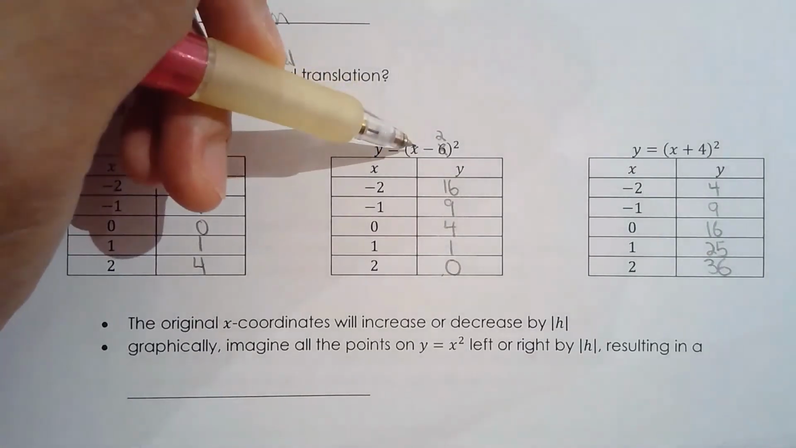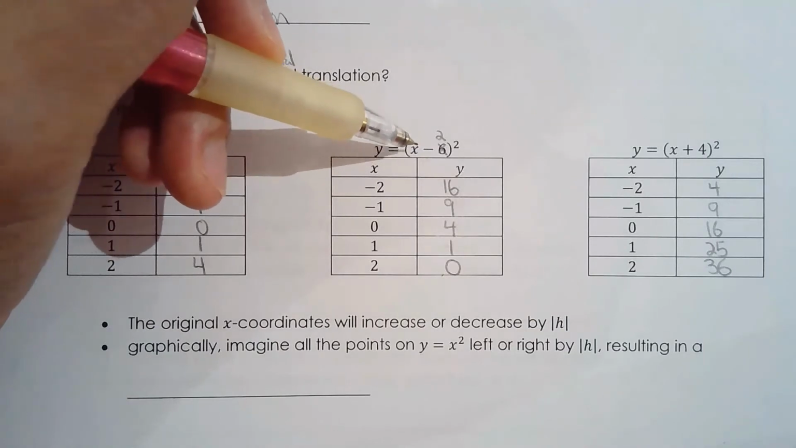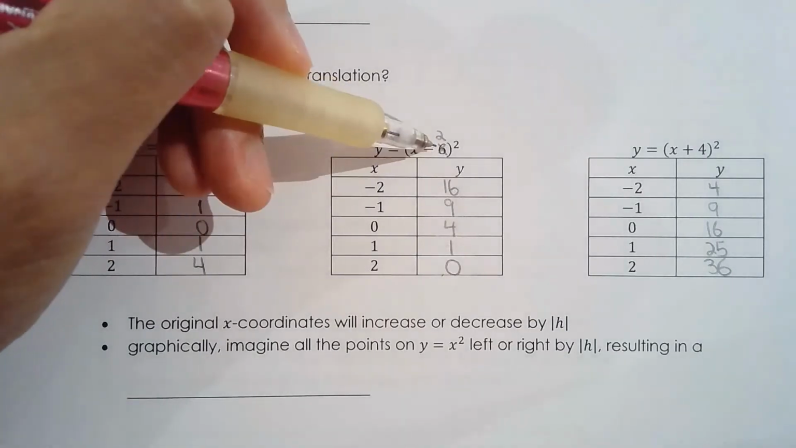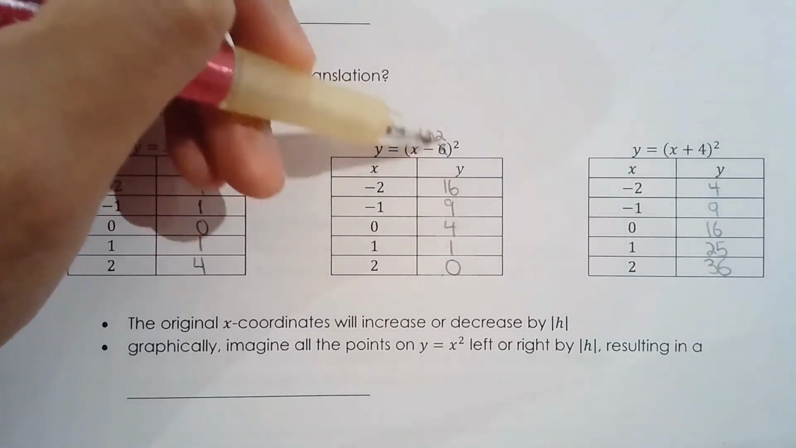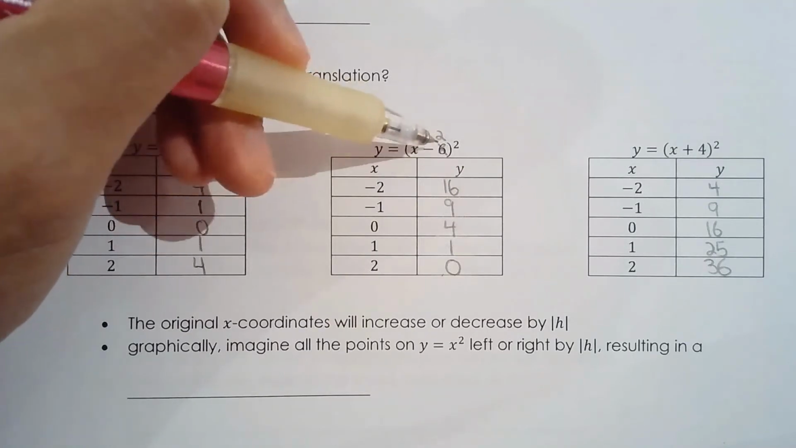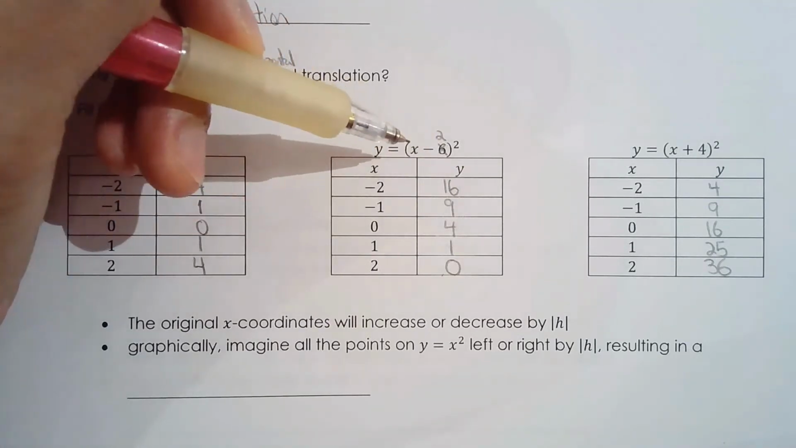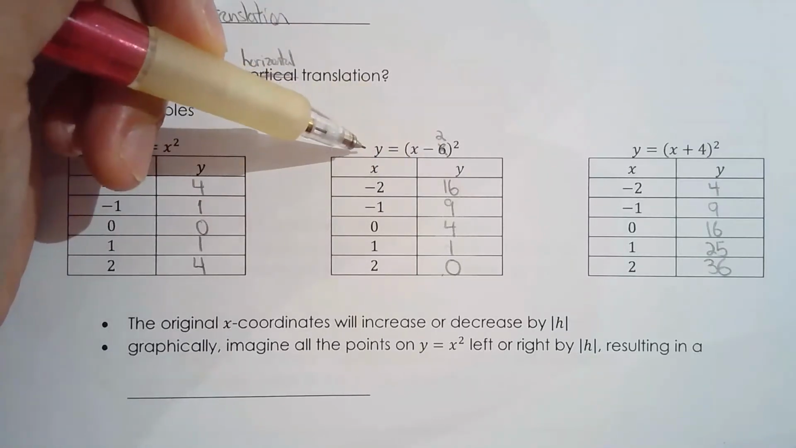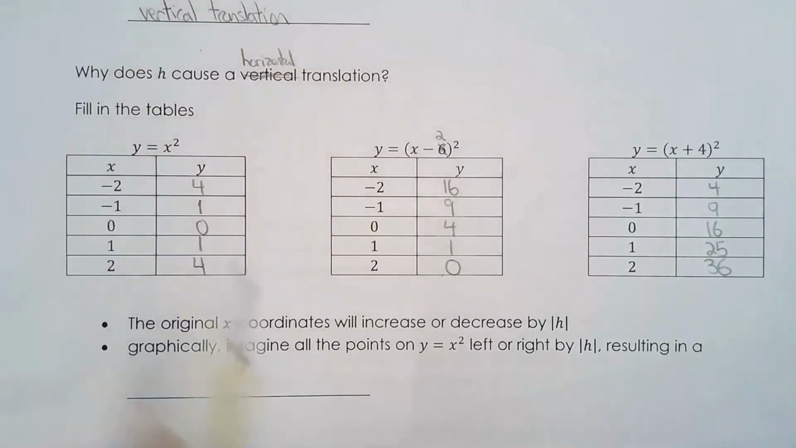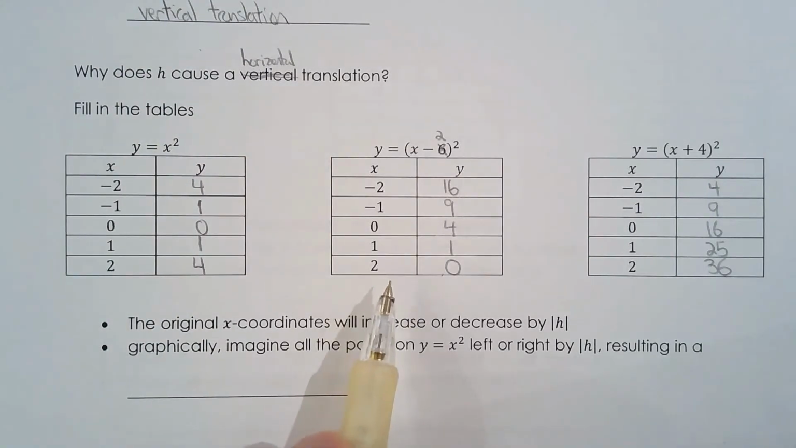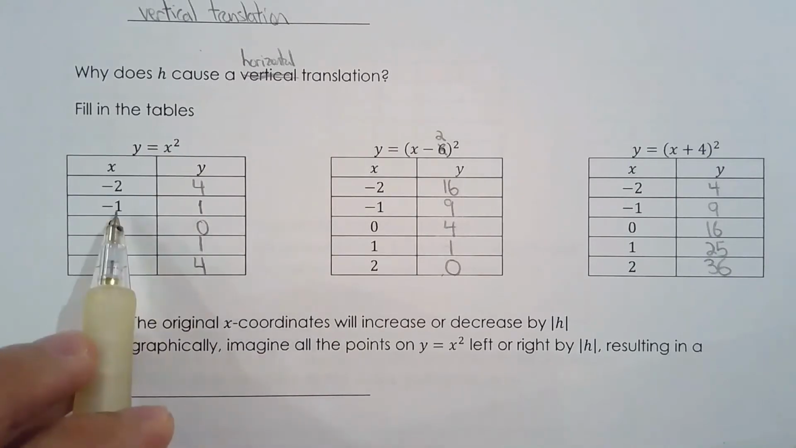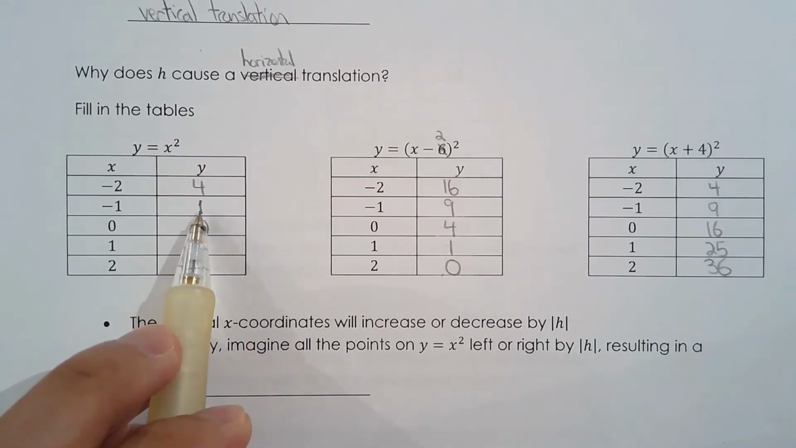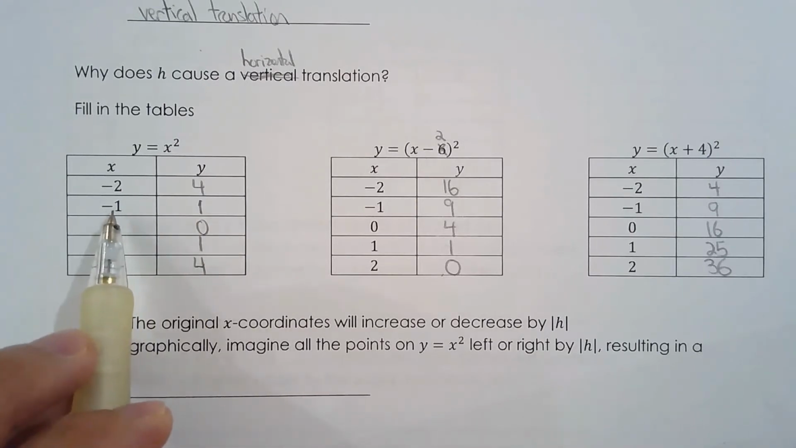I need to increase the value of x by 2 because in the equation, I have a minus 2. To offset the effect of minus 2, I need to increase the value of x by 2 to obtain the same y value. So for example, negative 1, the y value here is 1, but to get the same y value, I need to increase negative 1 by 2.